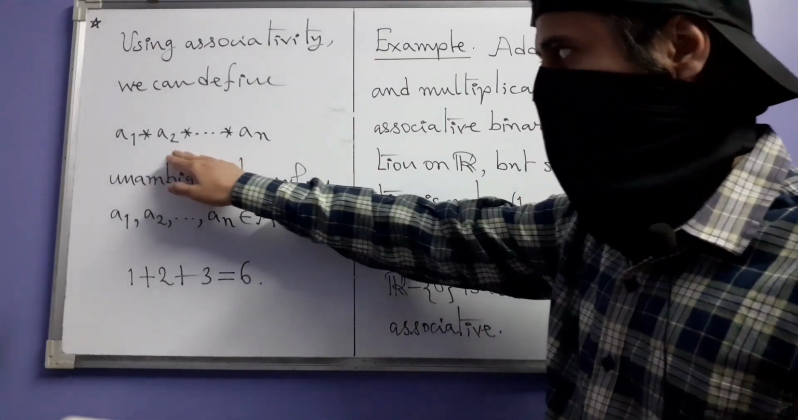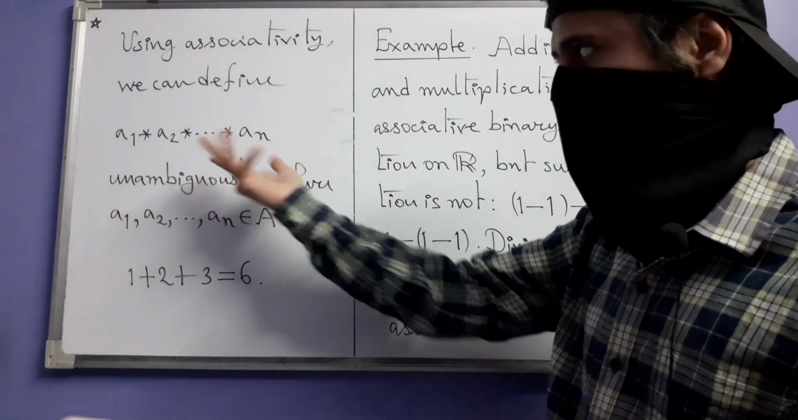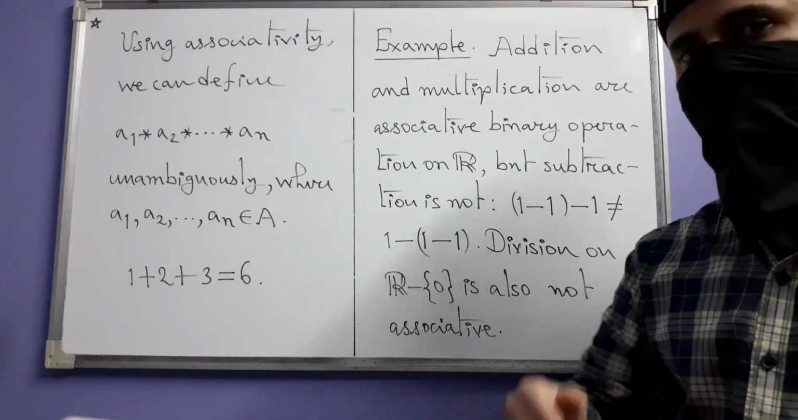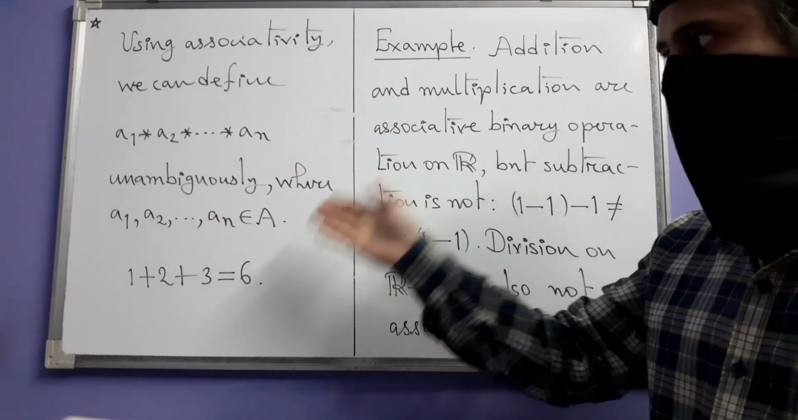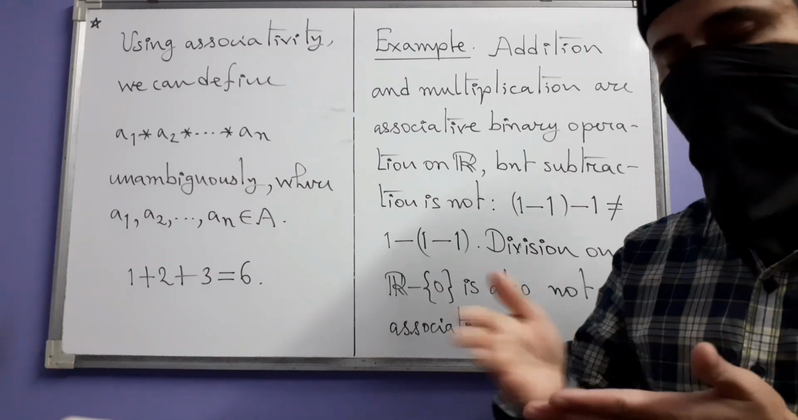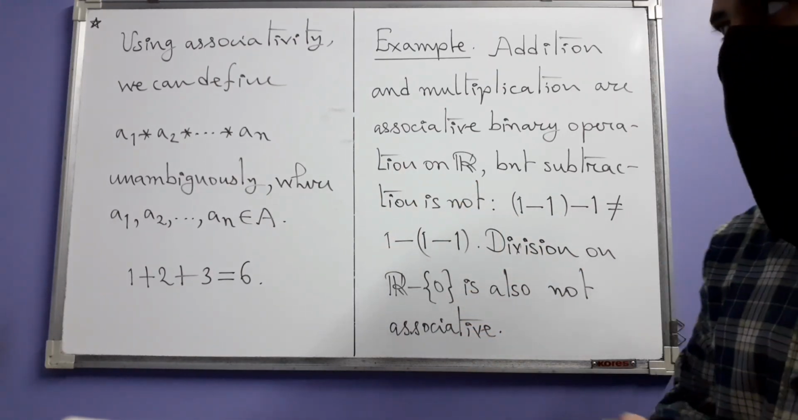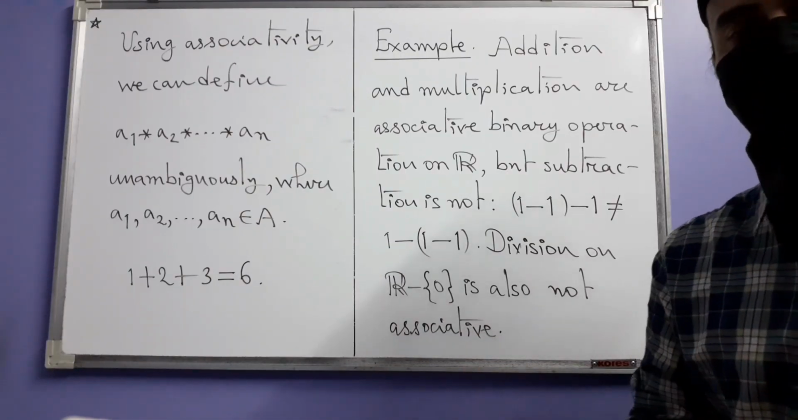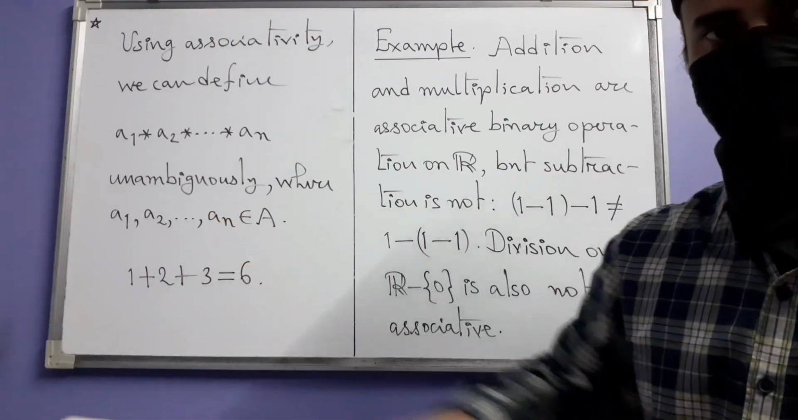And this extends to any finite number of elements. Here also you can imagine that as the number of elements increases, the number of ways of bracketing this product also increases. But because of associativity, no matter how you bracket this product, you are going to get the same element. Okay, so this is one advantage. And you actually use it all the time. I mean, you write things like this, right, without using brackets.